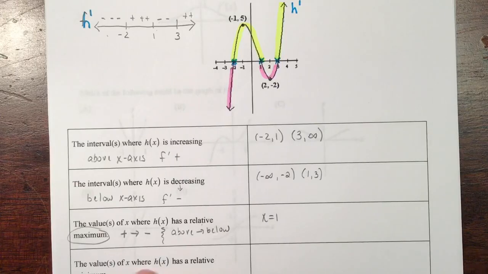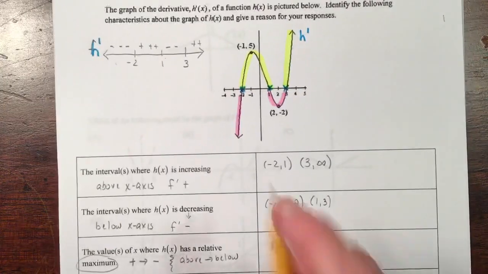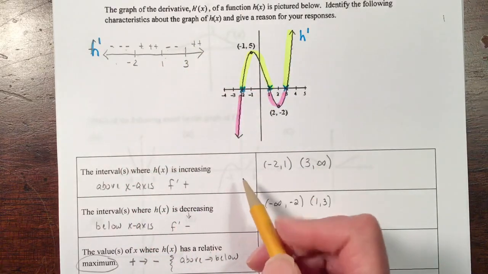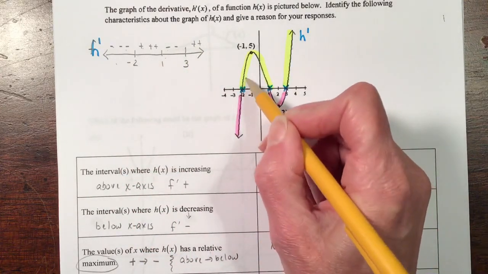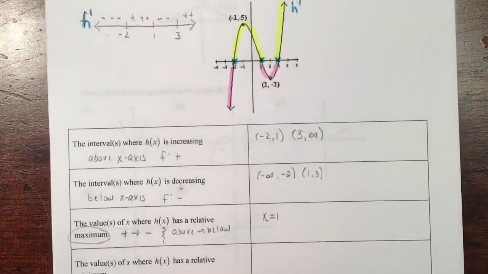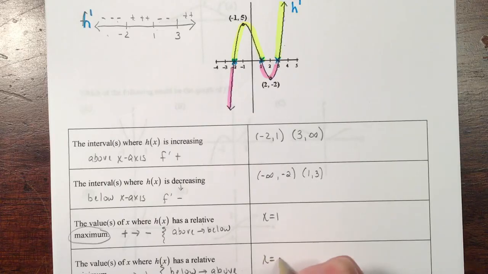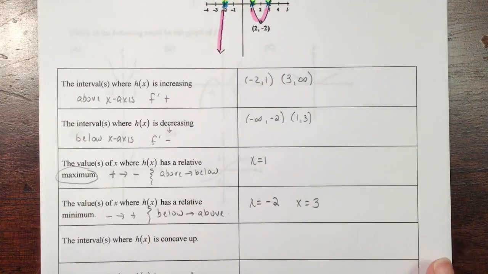Where are the values of x where h of x has a relative minimum value? Well, that's going to occur on our number line when I go from negative to positive, or when my graph goes from below to above. So we can clearly see that those x values are at x equals -2 and x equals 3. Now remember, we cannot get y values. We can't describe points here. We can only give the x values.